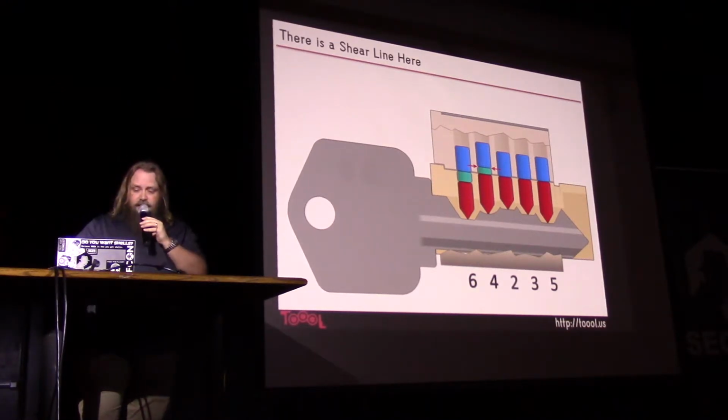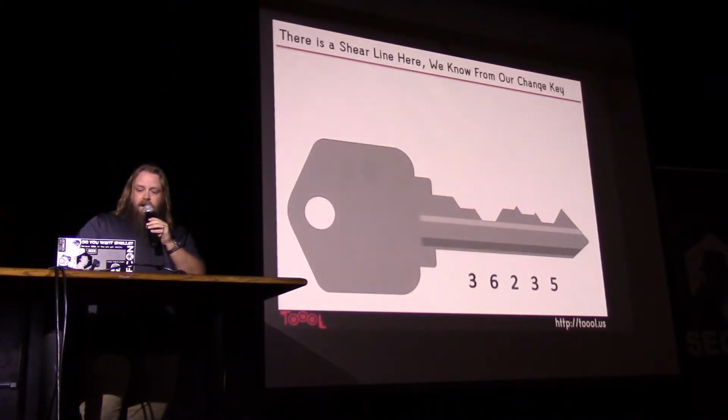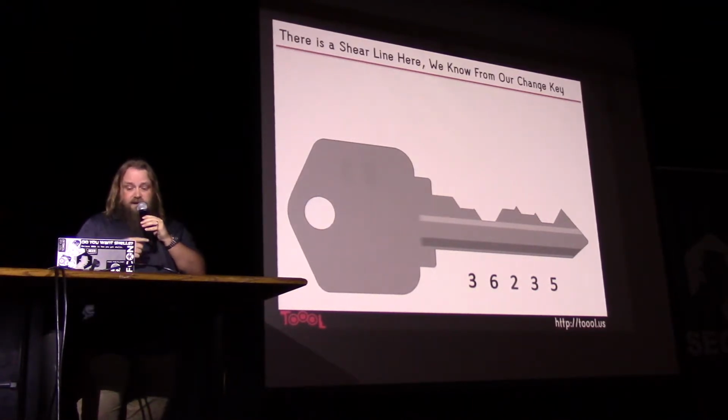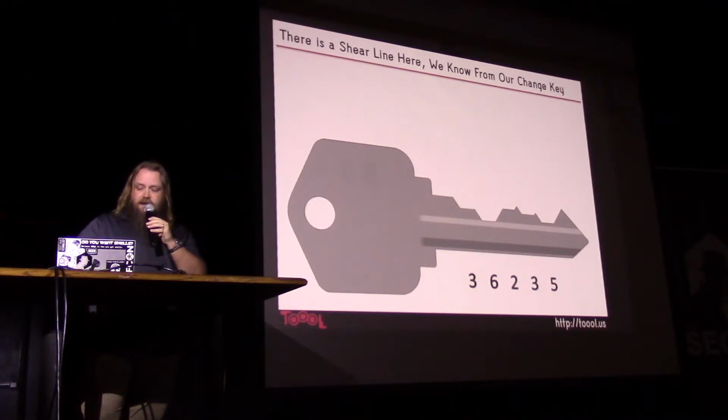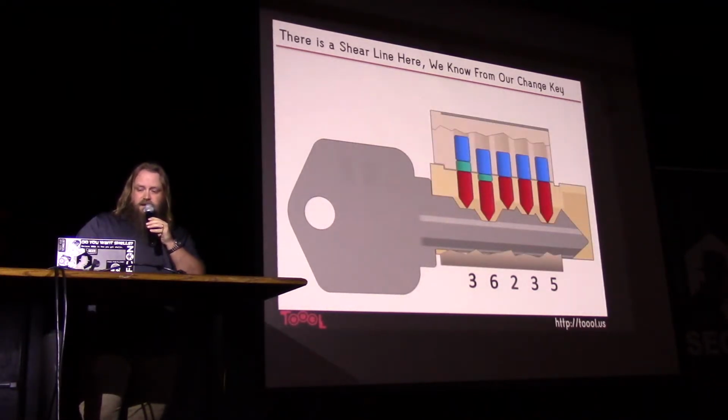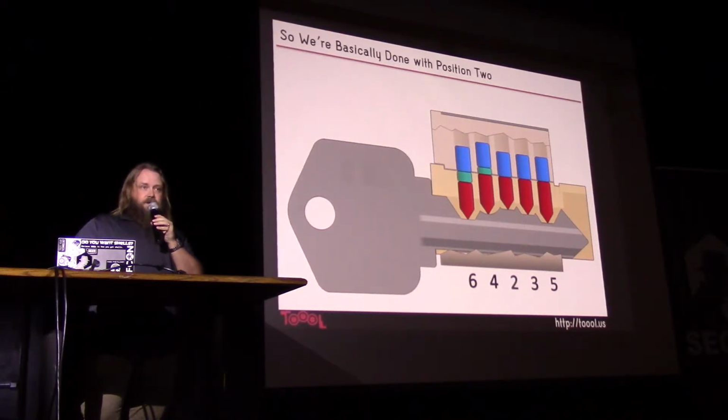So, okay, this is showing another shear line. Trying to keep up with my slides here. We know from our change key that this is a valid key. This is a change key. So we already knew 6. This is what we know at this point, and we're done with position 2. So we don't need to check position 5 or position 7.